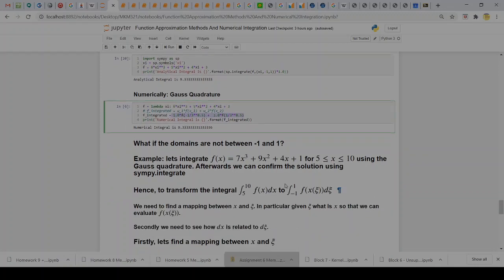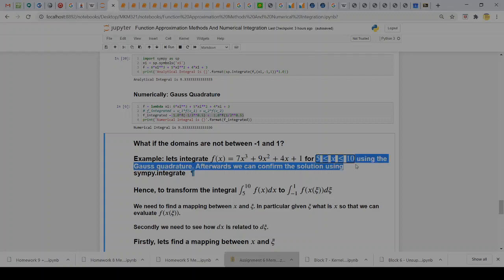Okay, what if the domains are not between -1 and 1? What if I have to integrate something between 5 and 10? For instance, I want to integrate f of x, 7x to the power 3 plus x squared plus 4x plus 1, between 5 and 10. Okay, how can I do this?